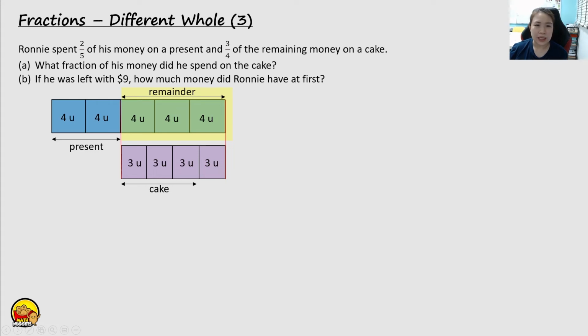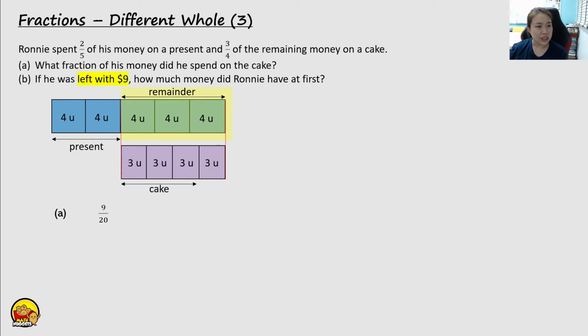So let's look at part A. We're supposed to solve for the fraction of his money that he spent on the cake. It should be cake out of the total. The cake will be 9 units, and the total is 20 units. So the fraction would be 9 out of 20.